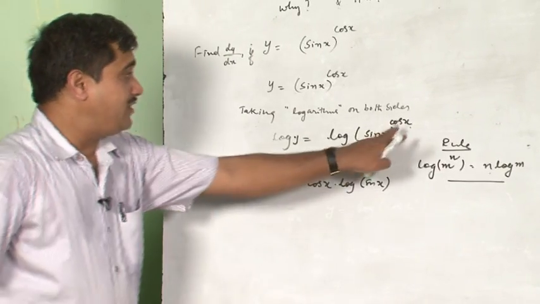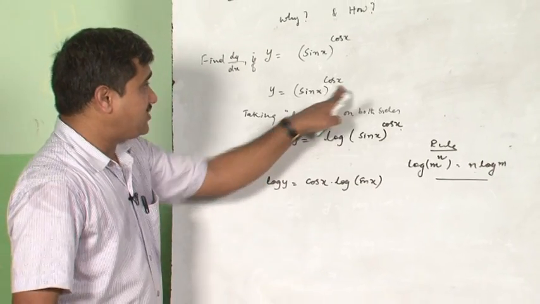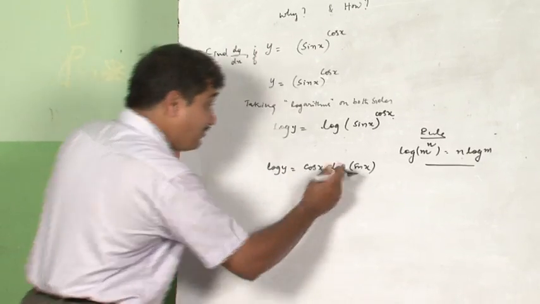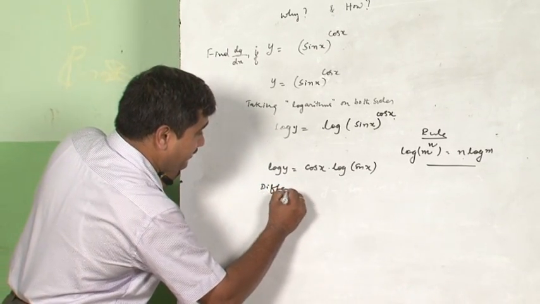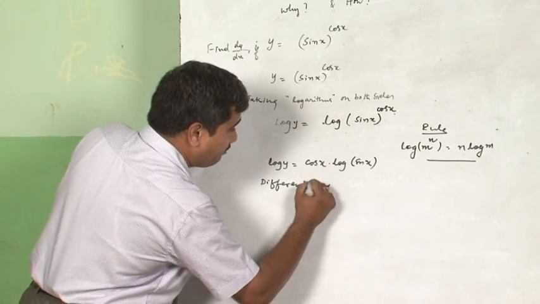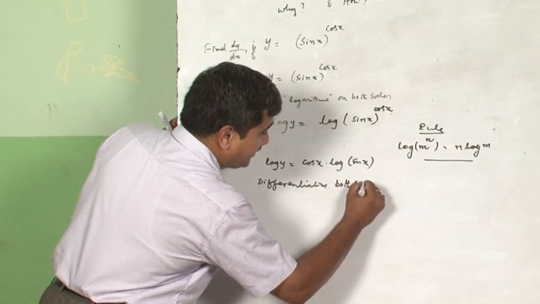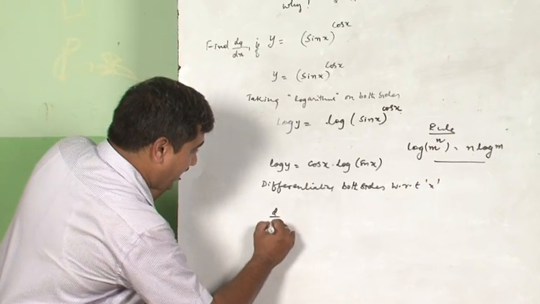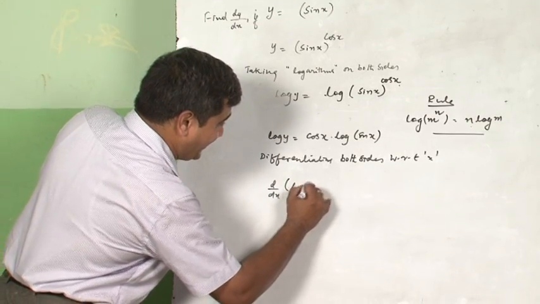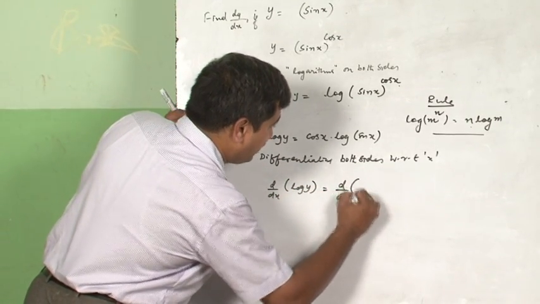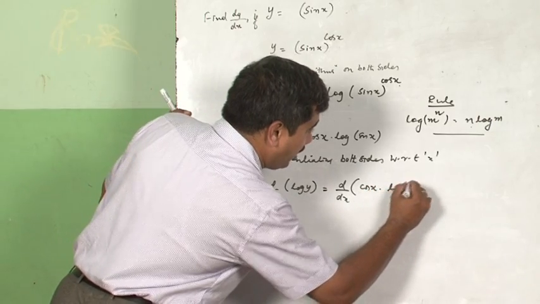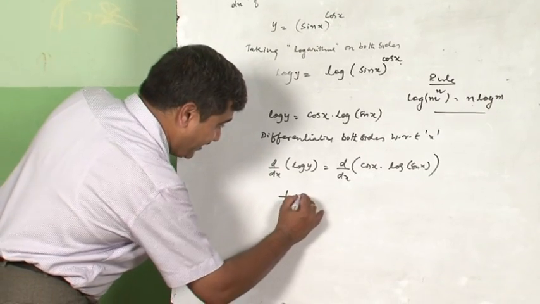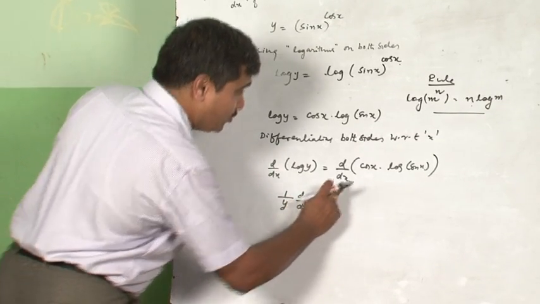Now, the function which we were not able to evaluate or differentiate has been made into a form which is possible to differentiate. So, now I will take differentiating both sides with respect to x. What happens now? d by dx of log y is equal to d by dx of cos x into log sin x.